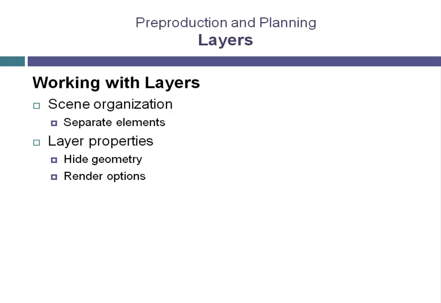We also have access to each layer's render options, which allows us to specify how a particular layer can be rendered in the scene. This can be useful when you are rendering a scene for compositing to be able to specify which objects render and how they render. While layers are not the only means of organizing your 3ds Max scene, understanding how layers work can certainly make working with 3ds Max more efficient.